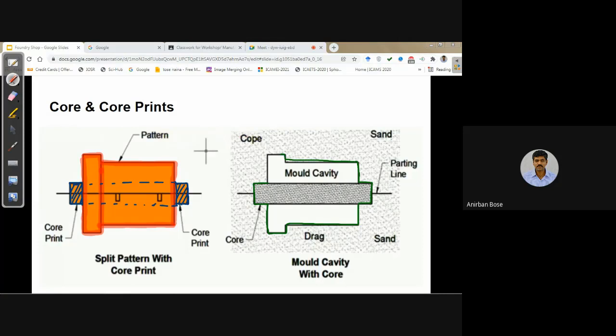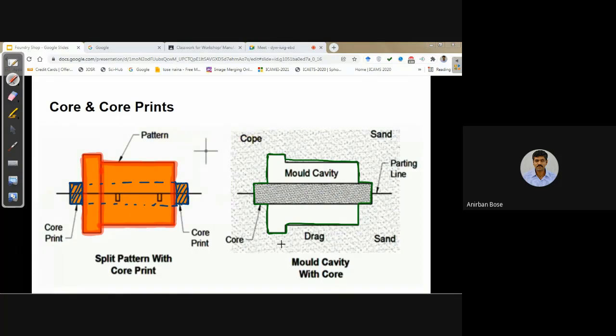If we use this pattern to create a mold cavity, okay, so this will be the mold cavity. But if you just pour the molten metal into it, then what will happen? It will become a complete solid thing. Our main objective, the hollow center, will not be created.